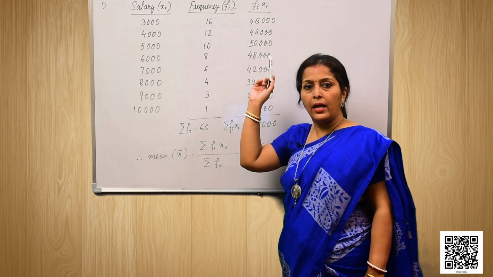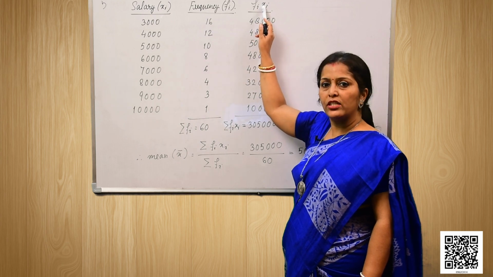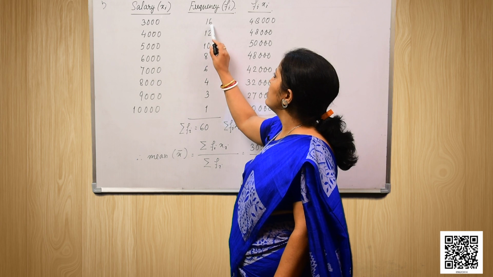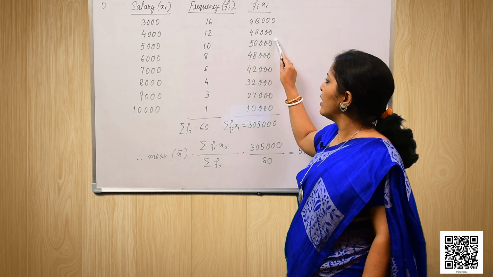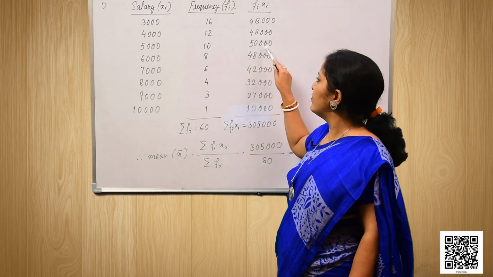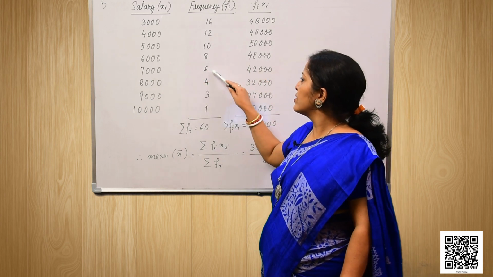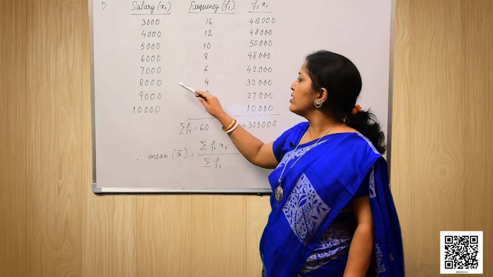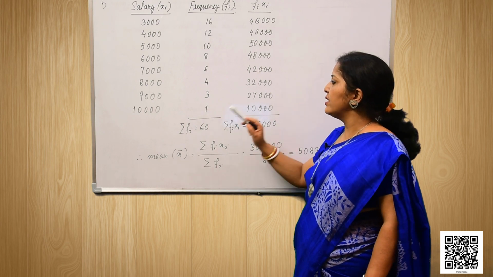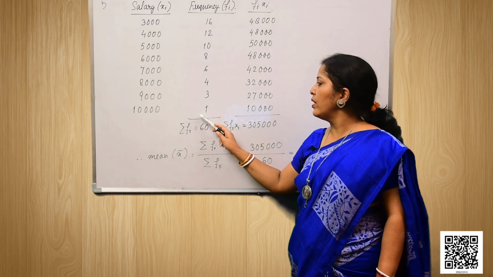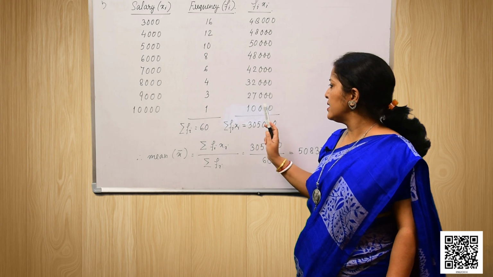Next we make another column which will be the product of these two, that is fi into xi. That means 3000 into 16 which is 48,000, then 4000 into 12 is 48,000, then 5000 into 10 is 50,000, 6000 into 8 is 48,000, 7000 into 6 is 42,000, 8,000 into 4 is 32,000, 9,000 into 3 which is 27,000 and the last one 10,000 into 1 which is 10,000.